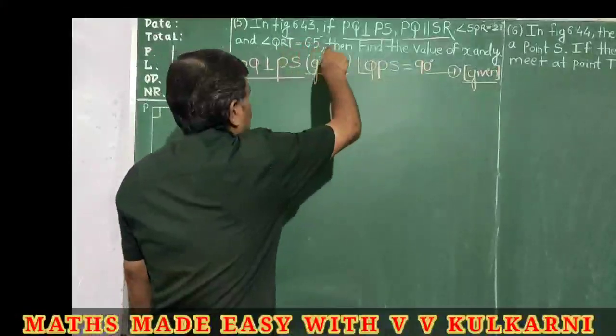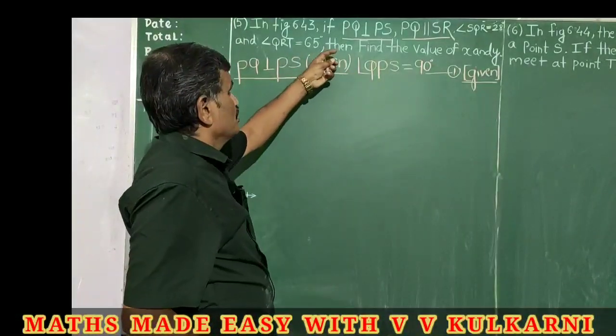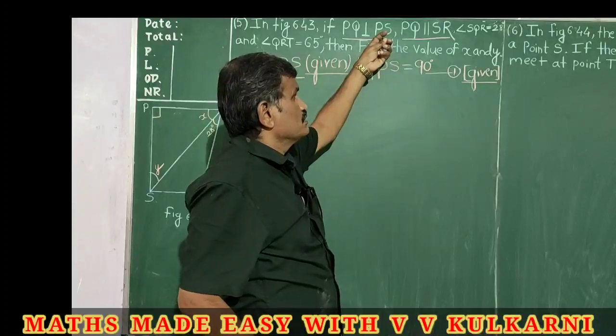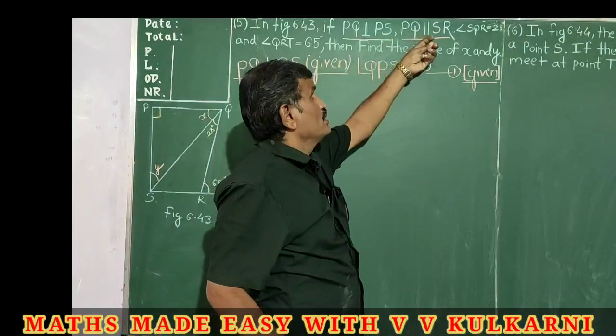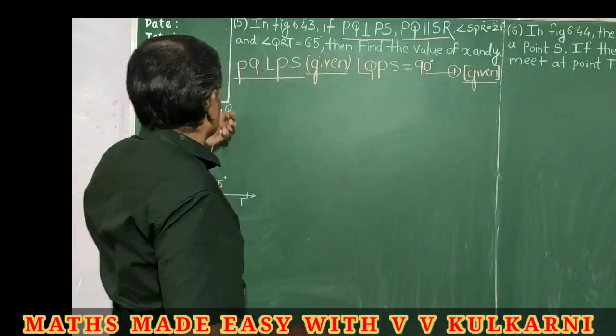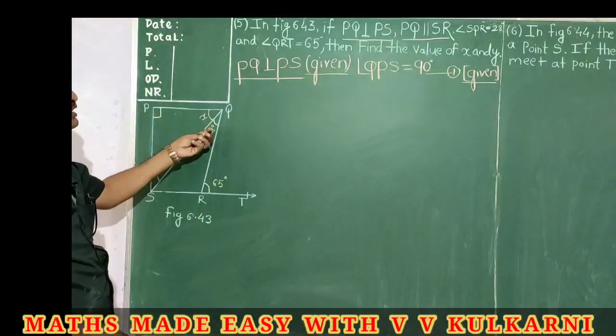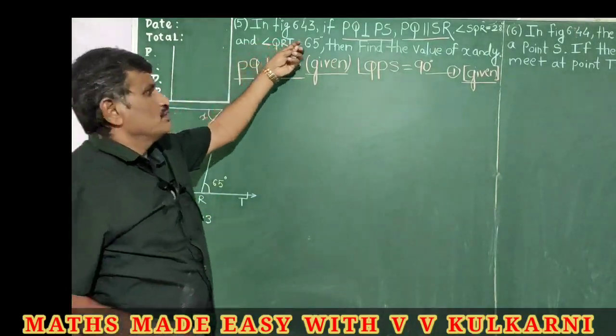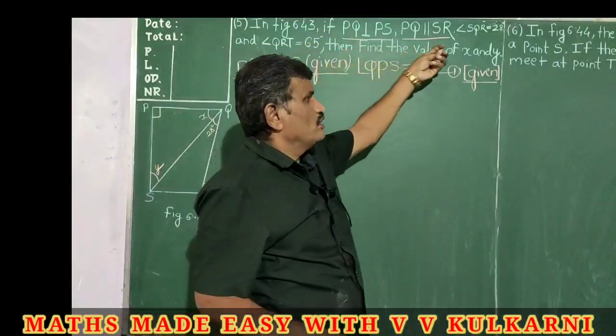In the figure 6.43, PQ is parallel to PS and PQ is parallel to SR. If angle SQR is equal to 28 degrees and QRT is equal to 65 degrees, find the value of X and Y.